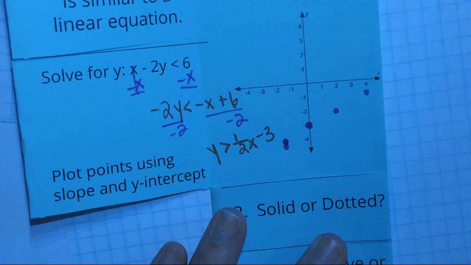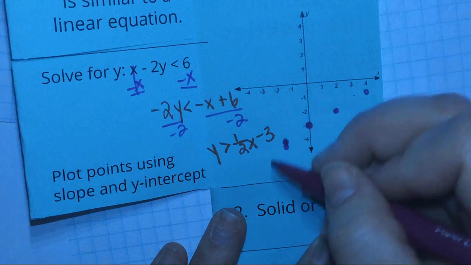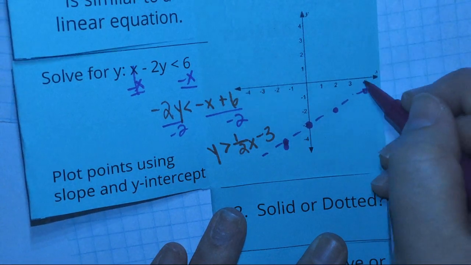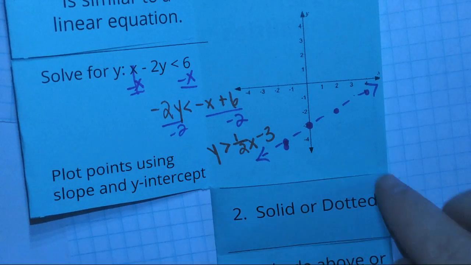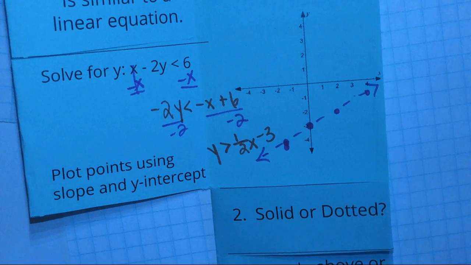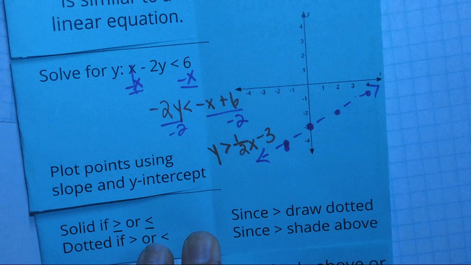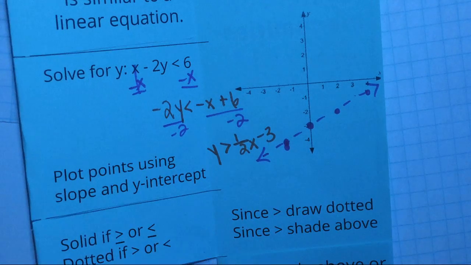Okay, when I connect my dots, what kind of line do I use? Okay, so we can call it dotted or dashed as long as you don't call it solid. And as a reminder, that's what the next slide reminds you of, solid or dotted. If we have greater than or equal to or less than or equal to, that's when we use a solid line. Otherwise, we use a dotted or a dashed line.